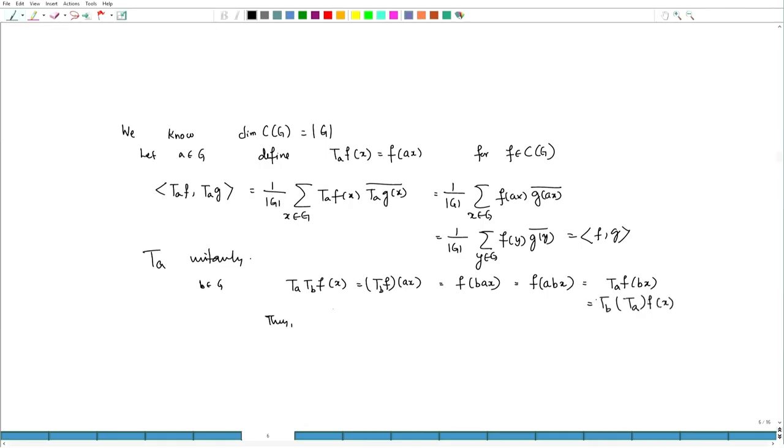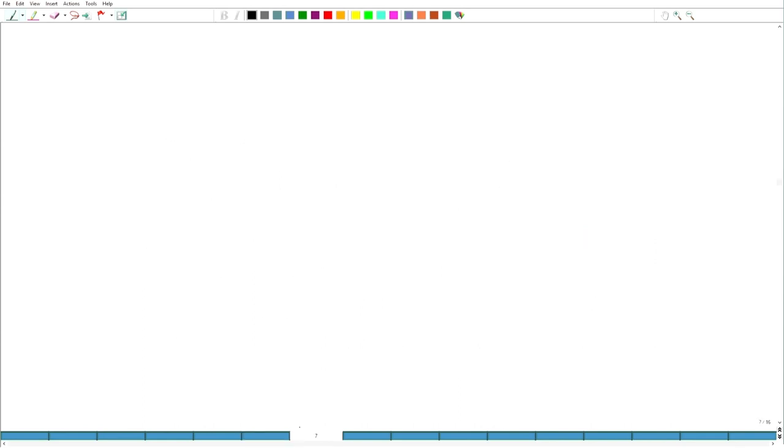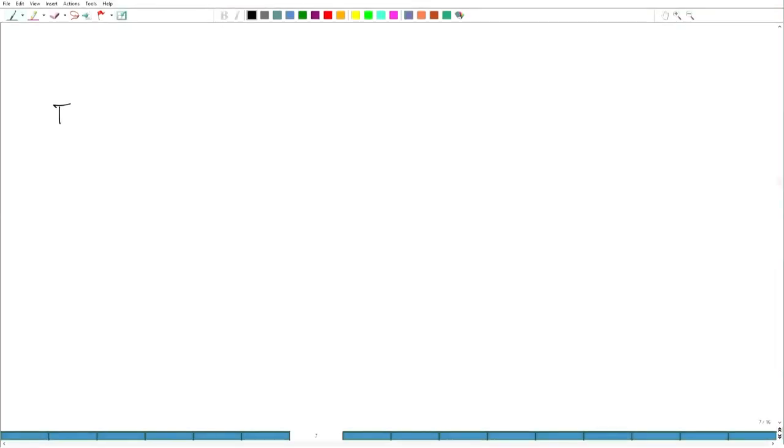Thus TA TB is equal to TB TA. So this means TA, as A varies over G, is a family of commuting unitaries on CG, on this inner product space CG. So therefore, by our lemma, this is going to be simultaneously diagonalizable. So now we can state our main theorem.